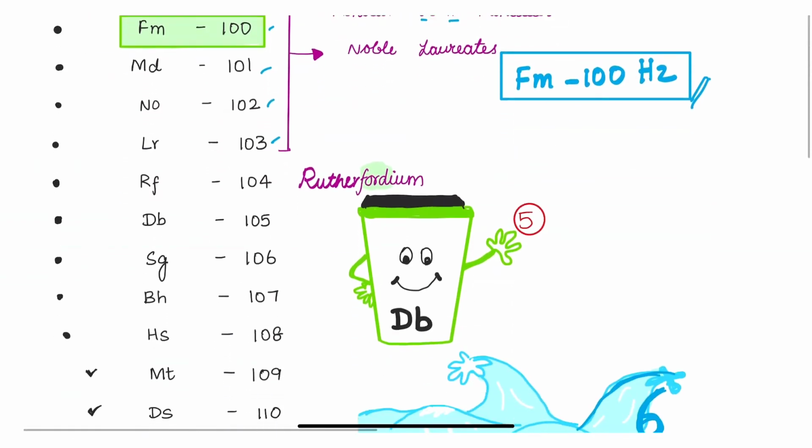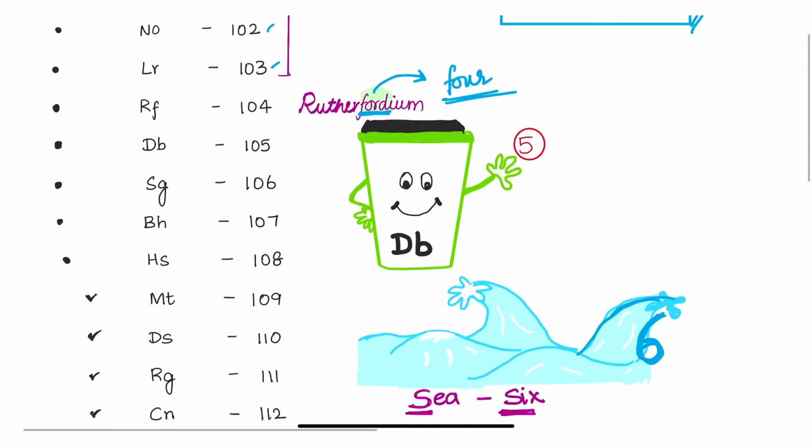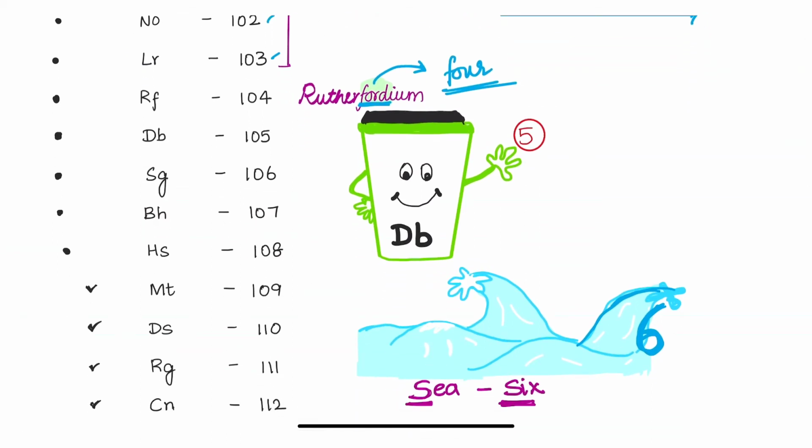So moving on to RF, which is Rutherfordium, which has got an atomic number of 104. So how do you remember this? If you know that RF is Rutherfordium, as you can see, Rutherfordium has got FOUR in itself. So Rutherfordium, 104. Alright, so moving on to the next, which is Dubnium.